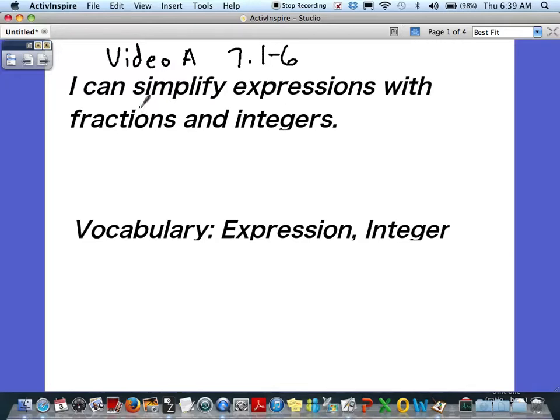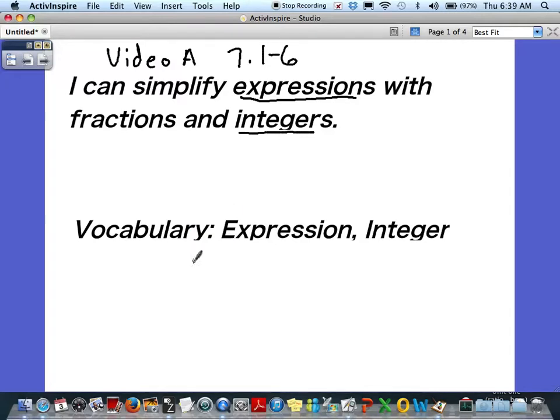Before we get into the lesson, I want to break down this I can statement. If you need to pause and write it down, now is a good time to pause. Let's talk about this word expressions, and let's talk about this word integers. These are our two vocabulary words, so you can pull definitions from my conversation right now.